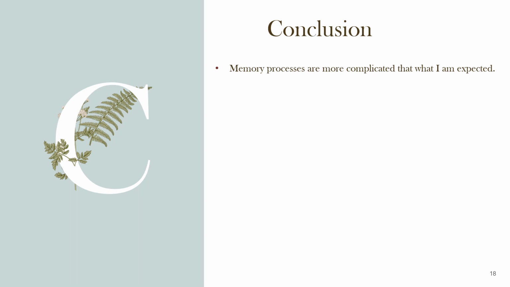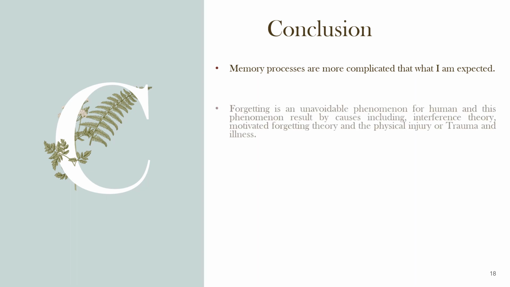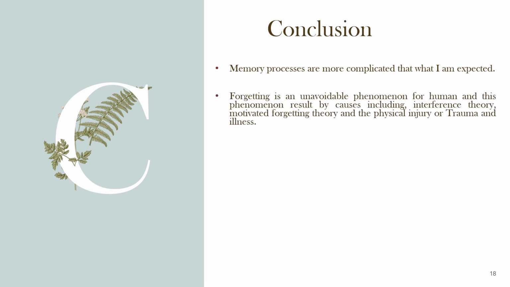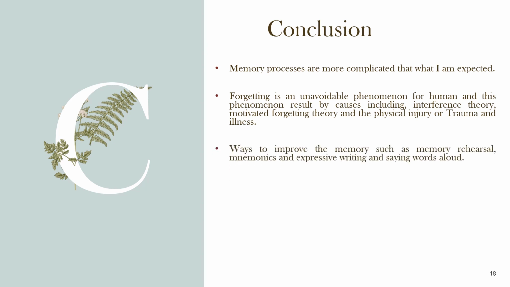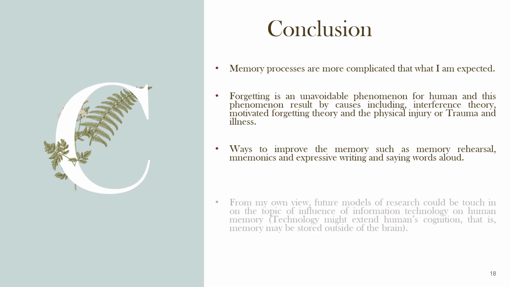Conclusion. Memory processes are more complicated than what I expected after I studied the whole assignment. Forgetting is an unavoidable phenomenon for humans, and this phenomenon results from causes including interference theory, motivated forgetting theory, and physical injury or trauma and illness. Ways to improve memory include memory rehearsal, mnemonics, expressive writing, and saying words aloud.